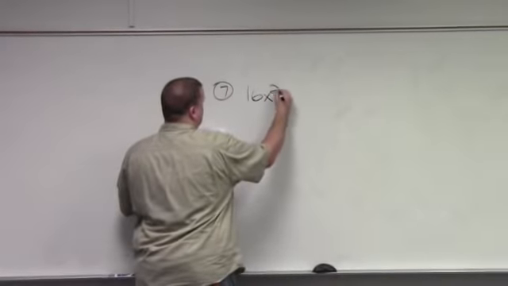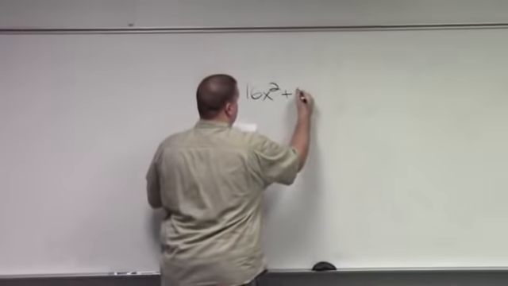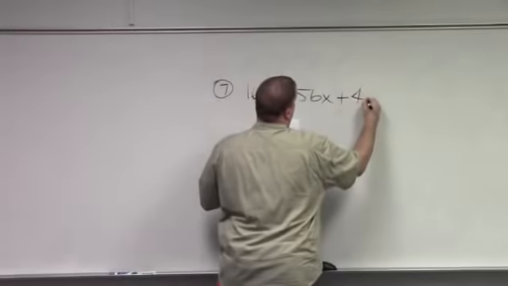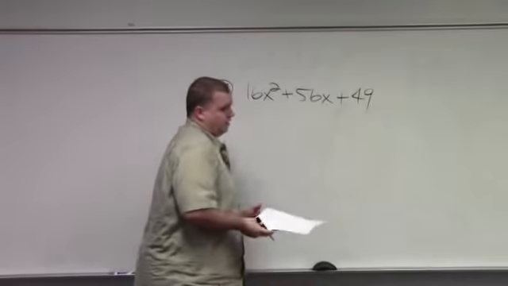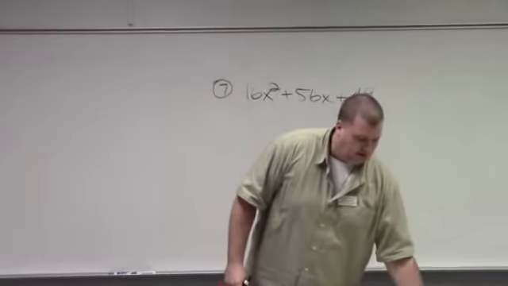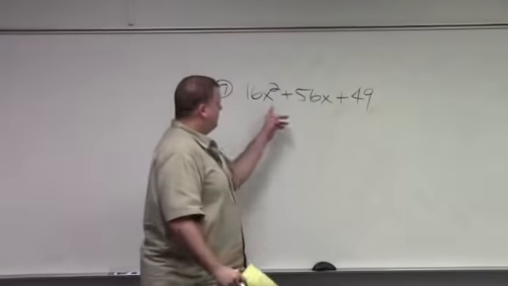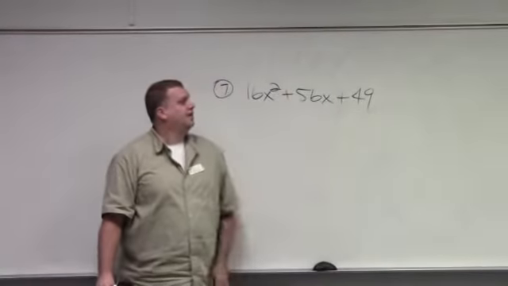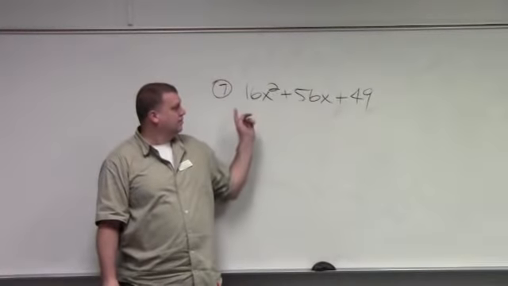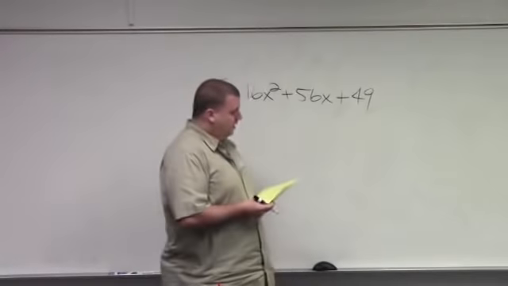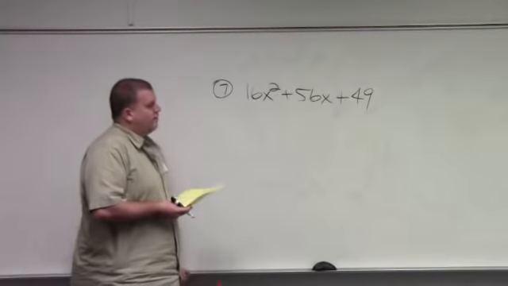Okay. 7. 16x squared plus 56x plus 49. All right, so let's follow our pattern again. Is there a greatest common factor? No. I mean, 16 and 56 might share 4, but 49, we run out of what's there. So no greatest common factor. How many terms are there? 3. Perfect square trinomial?